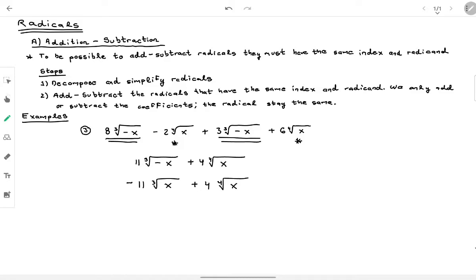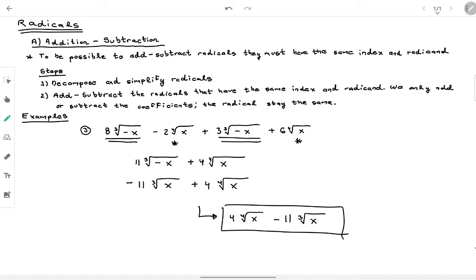Here, of course, we cannot add them because the index of this one is 4 and the index of this one is 3. We have a binomial with a positive and a negative one, so we must put the positive one first. So the correct answer should be 4 that multiplies the fourth root of x, minus 11 that multiplies the cubic root of x. And this is going to be our final and ordered answer. So remember, always when we have a binomial with a positive and a negative one, the order must be first the positive, then the negative.